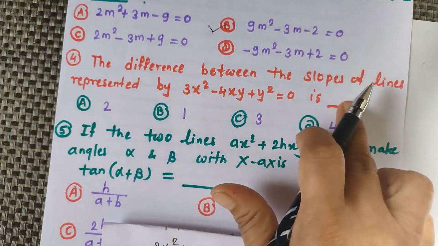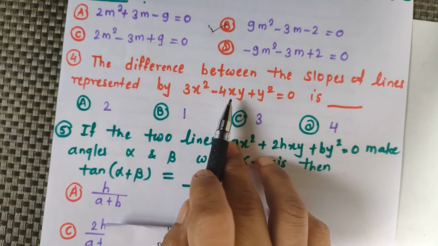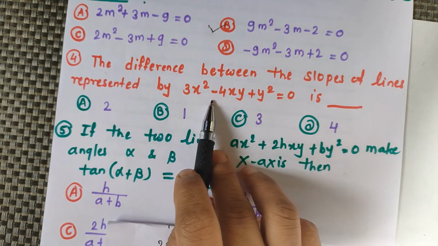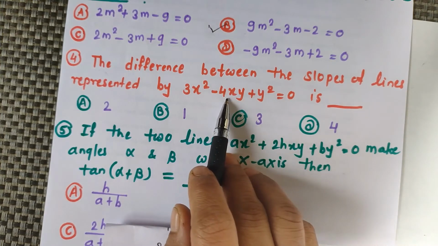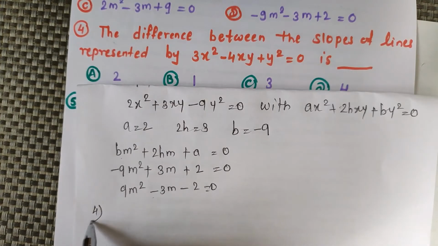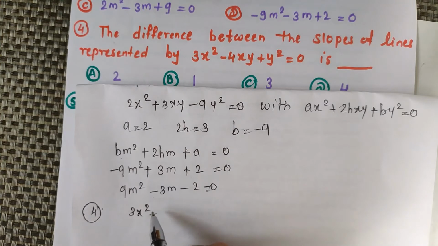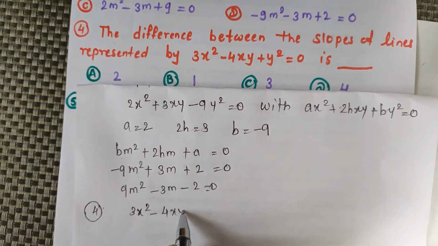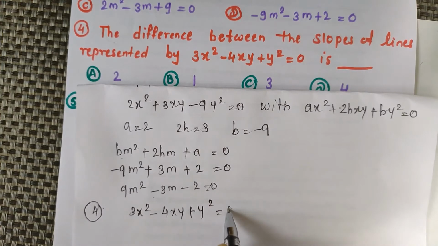The difference between the slopes of lines represented by this equation. So first find the separate equations of this homogeneous equation by factorizing 3x square minus 4xy plus y square is equal to 0.